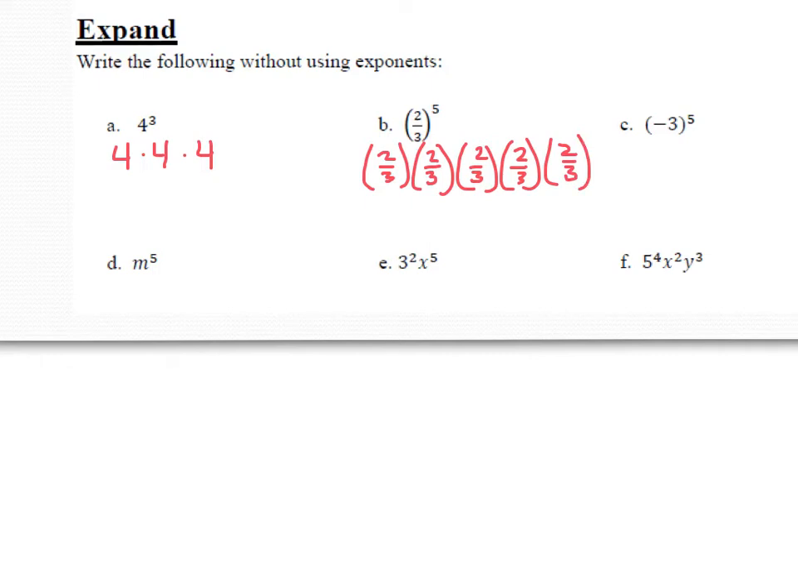Next one, -3 to the 5th power. Expanding this, we have -3 as our base. I'm going to put parentheses around this, just like I did with the fraction. To the 5th power would be -3 times -3 times -3 times -3 times -3. I'm multiplying -3 by itself 5 times. This is all multiplication. I know I ran out of space here, but make sure you write that. It would be one long line of -3s.